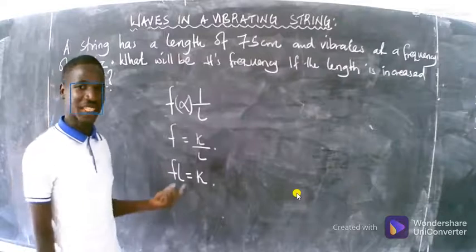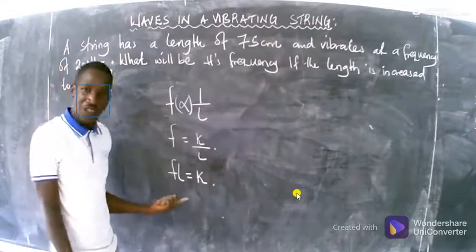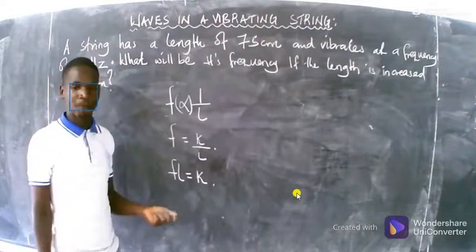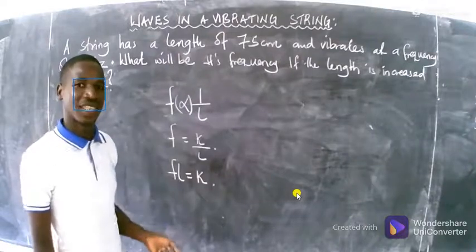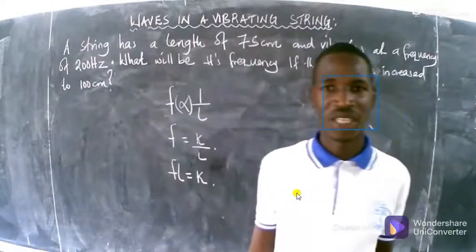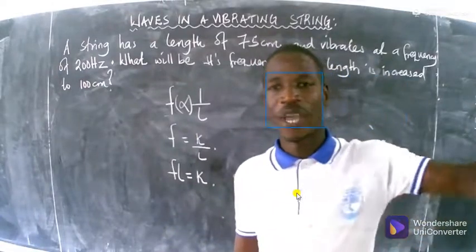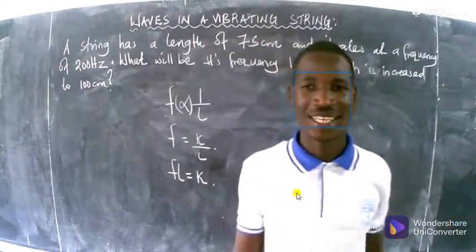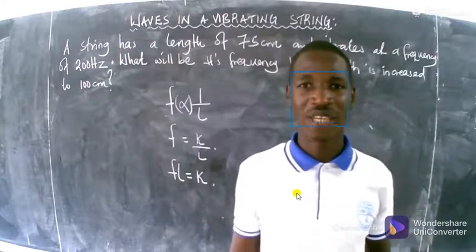Now, in physics, we interpret this again in a different way. You see, physics doesn't see things from the perspective of other subjects. It sees things in its own way. I like physics because of that. There's nothing physics cannot explain.